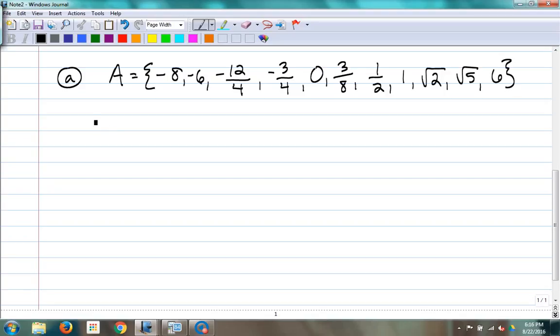I want to list the set of natural numbers. Think about our box, the natural numbers. I'm starting with that set because it's the furthest inside. If you're a natural number and we fit in this box, then you're going to fit in all the other boxes. So let's list the natural numbers that are in that set A.